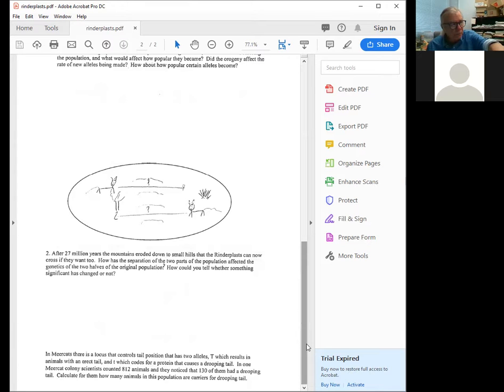What if at this locus, this drooping tail locus, it didn't change? The allele frequency didn't change. The next generation, q is 0.4, p is 0.6 still. That's called Hardy-Weinberg equilibrium. That means the allele frequencies are not changing and there's no evolution going on at that locus, because evolution is a change from generation to generation.